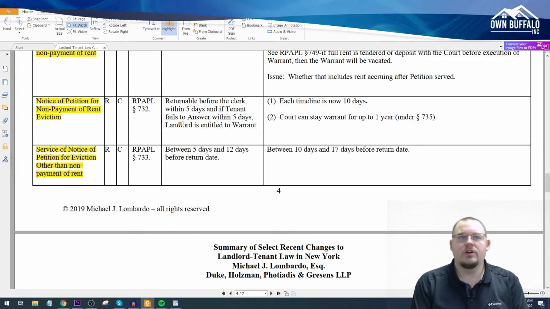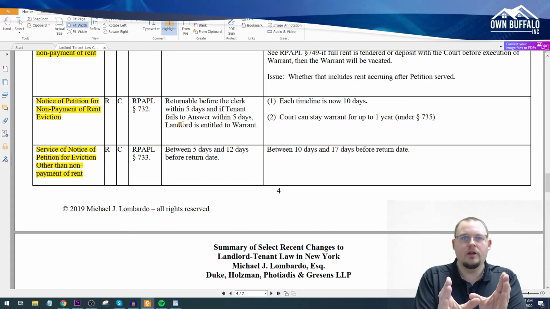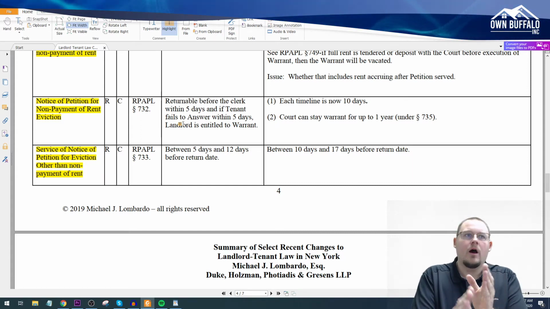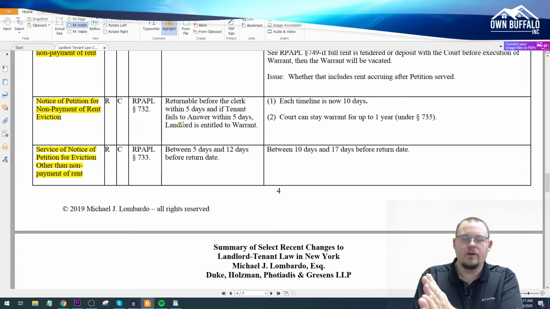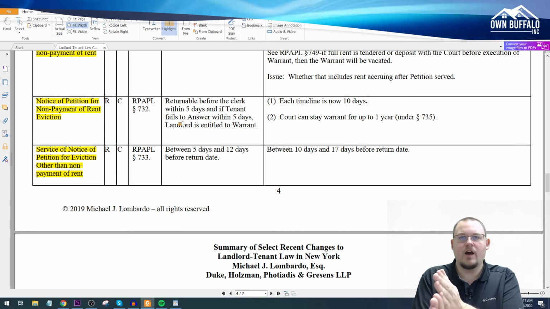Once you file your petition, so keep in mind there's a 5-day grace period in the state of New York where the tenant can pay rent, and then your late fee would kick in on that after that 5-day.